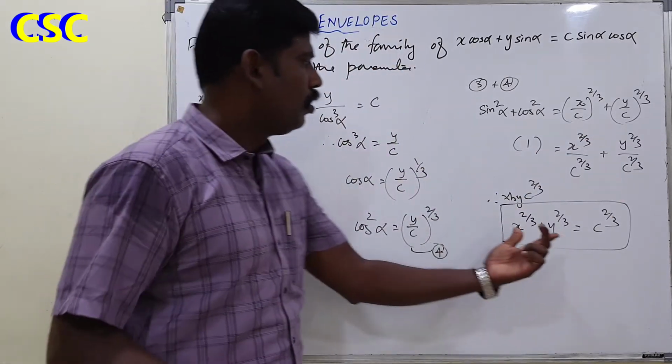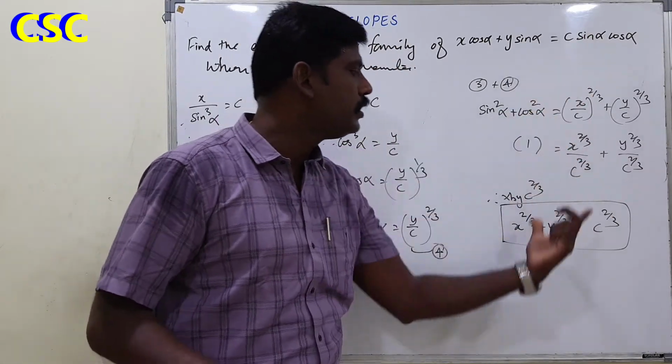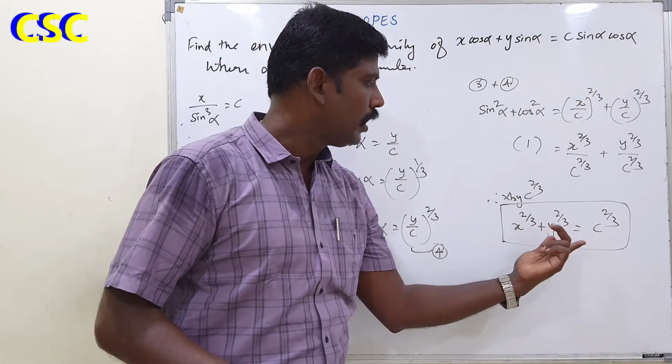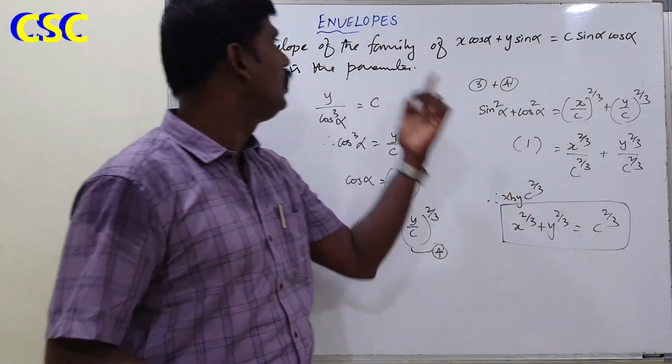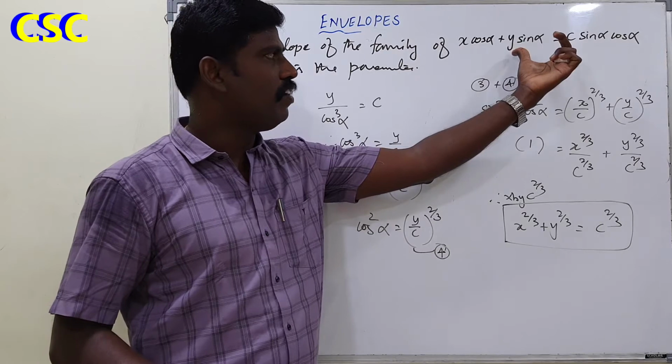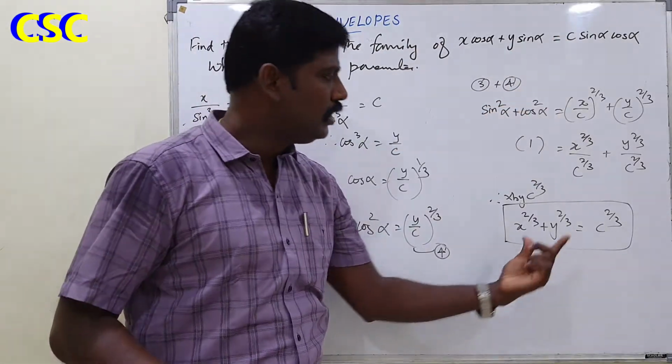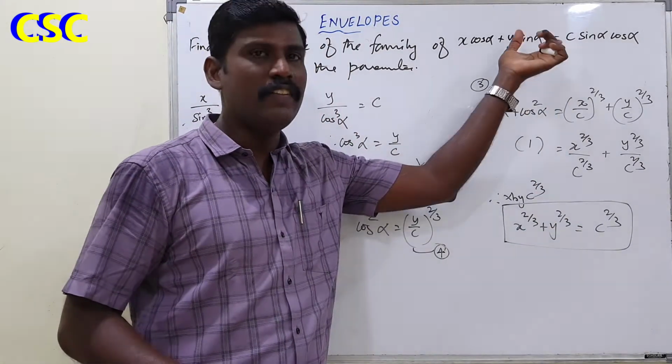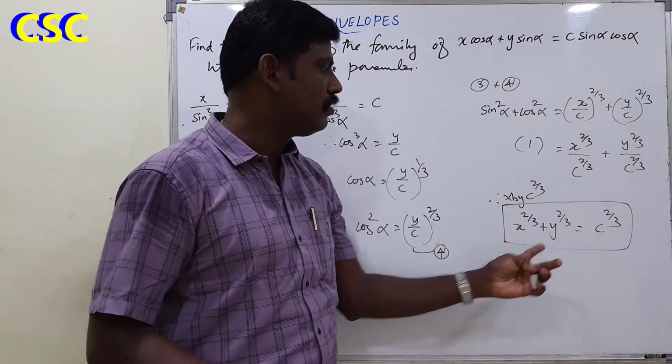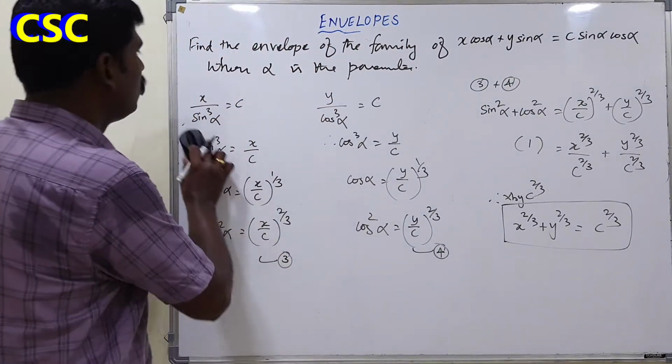Now look at this equation. Alpha is eliminated. So this is the envelope of the given family of straight lines. This curve touches each and every member of this family. That's why we call it an envelope. Thank you.